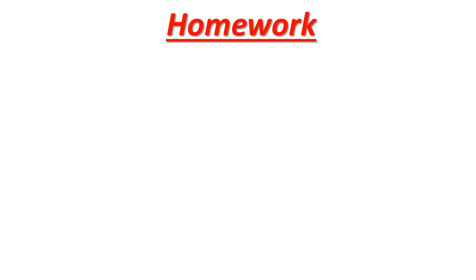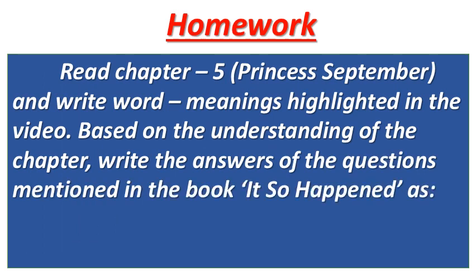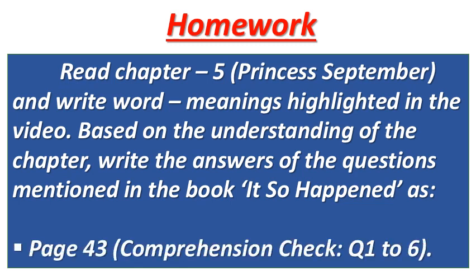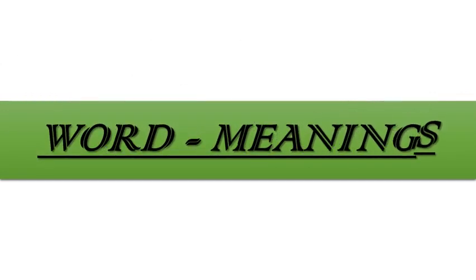I assigned you homework which was to be done on the basis of your understanding. Your homework was to read chapter 5, that is Princess September, and write the word meanings highlighted in the video. Based on the understanding of the chapter, write the answers of the questions mentioned in the book It So Happened, page number 43, comprehension check, question number 1 to 6. So now let's discuss the word meanings of chapter 5 of story part 2.